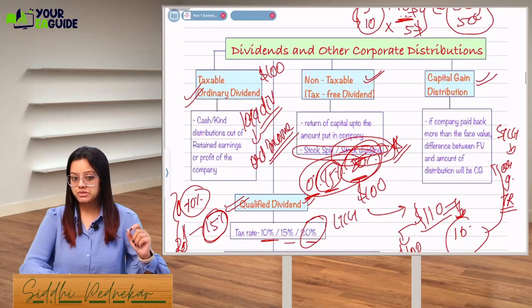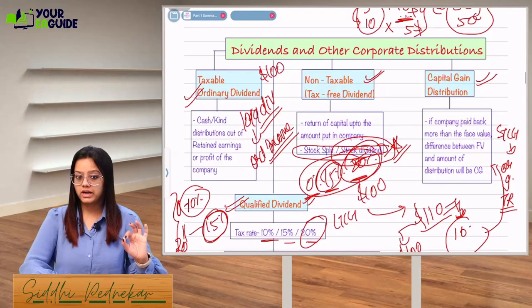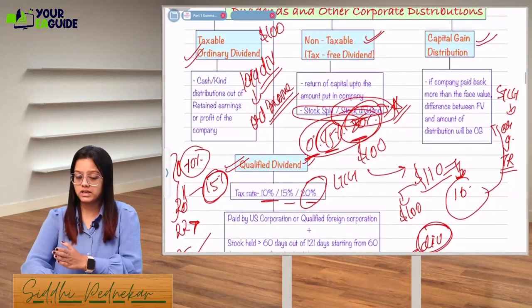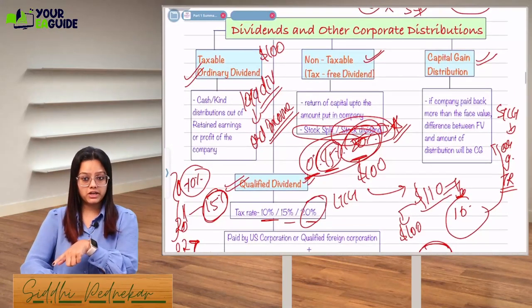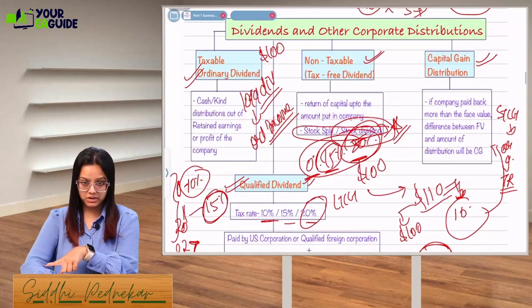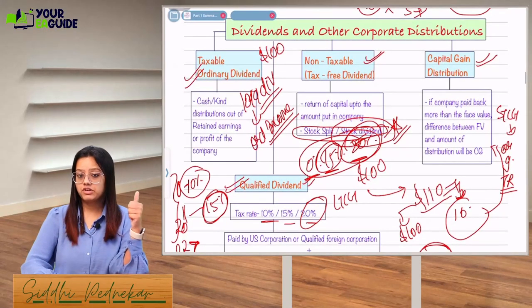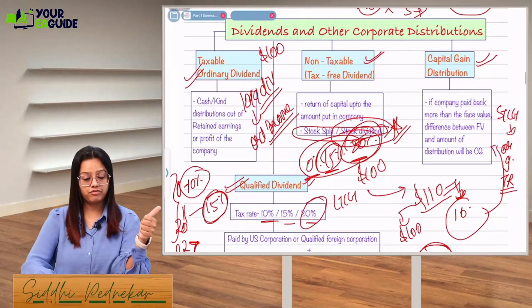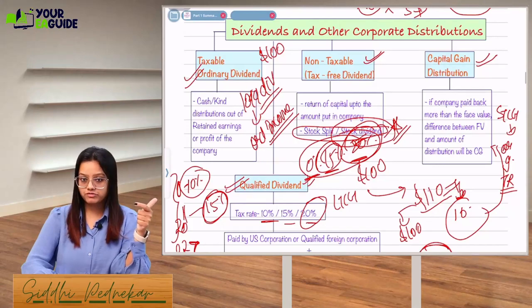Dividend will be chargeable to tax if it's a normal cash or kind distribution out of the retained earnings. If it is more than your basis, it will be called a capital gain distribution. If it's a capital gain distribution, capital gain tax rate will be applicable, right? When will it not be taxable? If it's a stock split or stock dividend. For a stock dividend, only common stock will be taken. Preferred or the combination of both will not be taken.